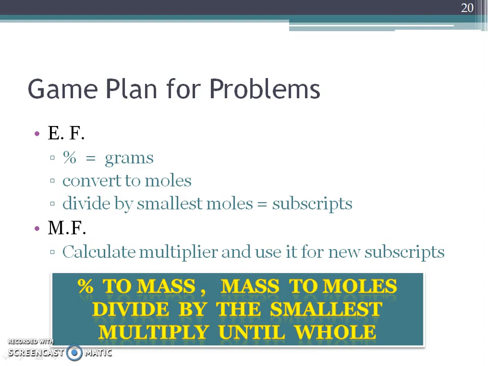So you want to take that percent that they give you and that equals the mass. You want to convert that to moles. You're going to divide by the smallest number to get your subscripts. When you get to the molecular formula, then you're going to use that multiplier that I call it and use it to multiply those subscripts in the empirical formula to get the correct subscripts in the molecular formula.